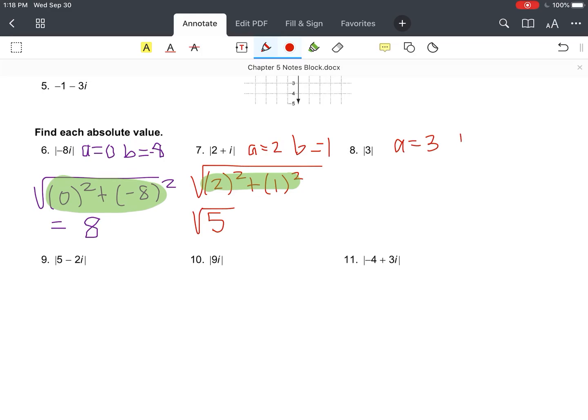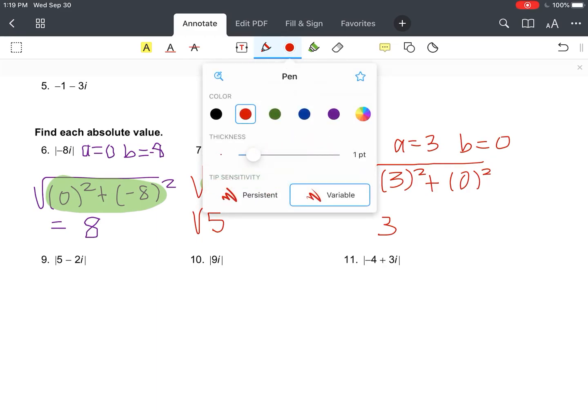Number 8, my real part is 3. My imaginary part doesn't exist, so it's going to be 0. Well, we already know the absolute value of 3 is 3, so applying the formula, we should also get that. I'm going to take the square root of 3 squared plus 0 squared, and that's going to end up being 3, just as predicted. So that's how you do all of these problems.